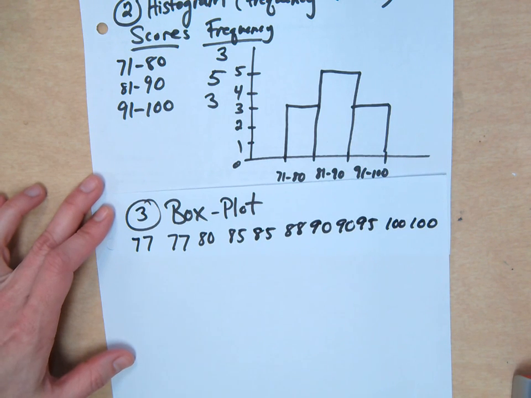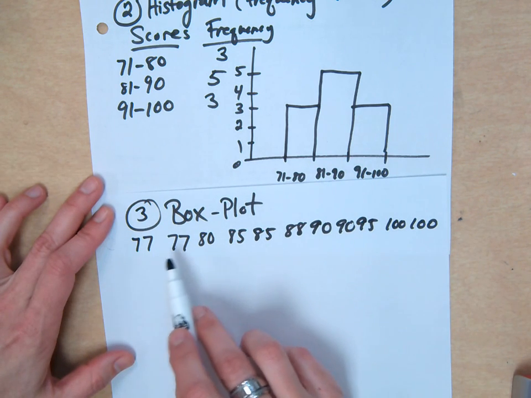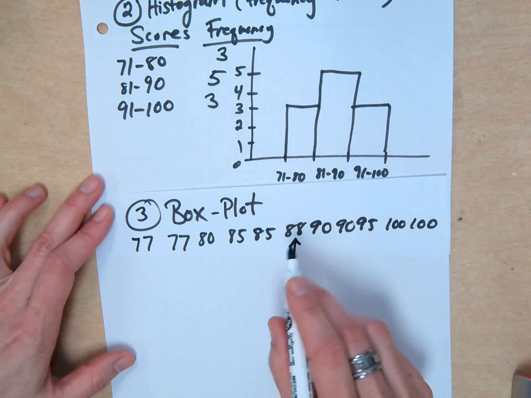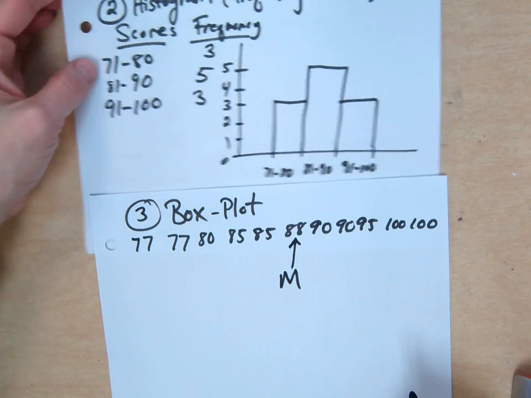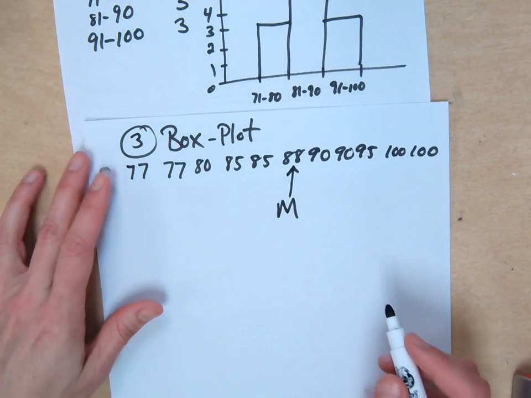So how many numbers are there? Where's the median? 11. There are 11 numbers. So how many numbers up do we have to go to find the median? The 6th number, right? Cuts it in half. Median is like the 50th percentile. So where's that? 1, 2, 3, 4. Okay, that's right there, right? So we label that M for median. And 50% of your values will always be below, and 50% will always be above.